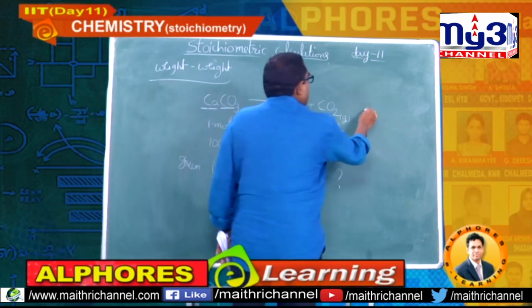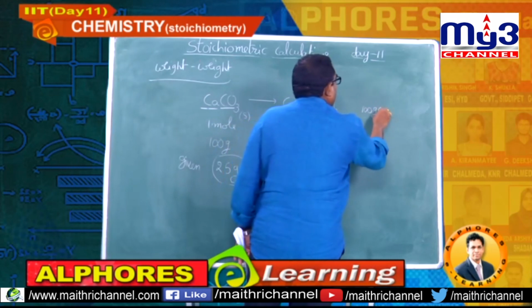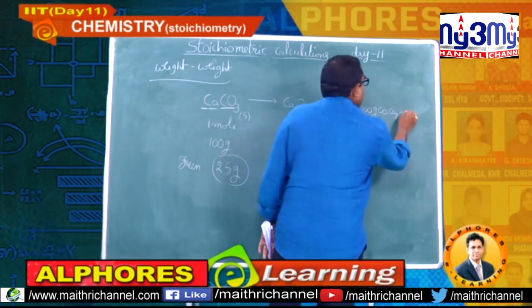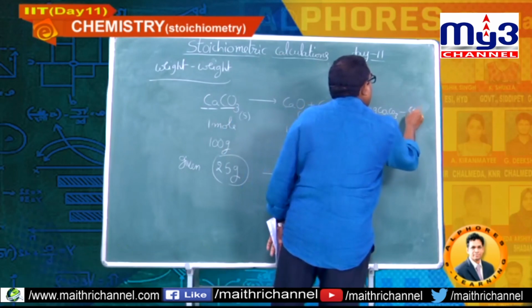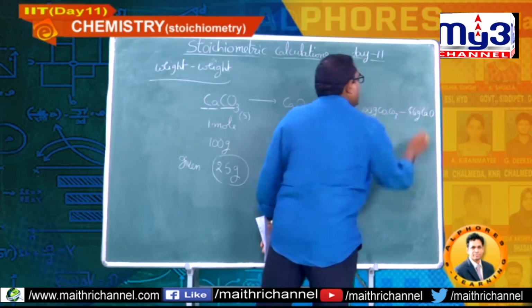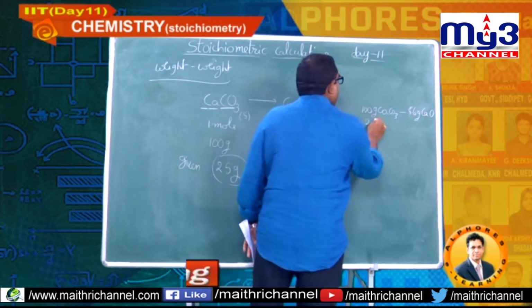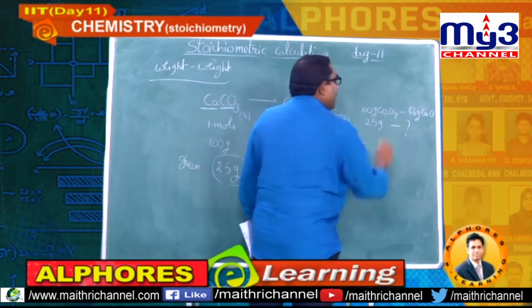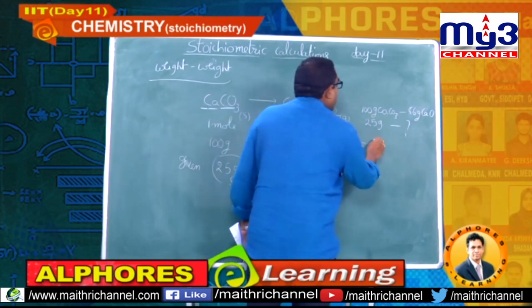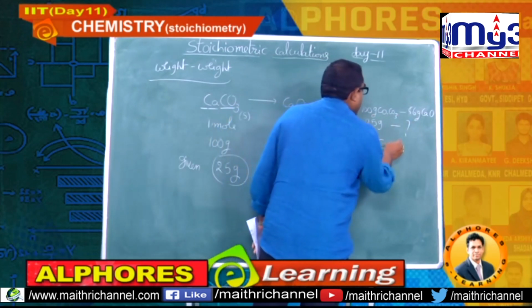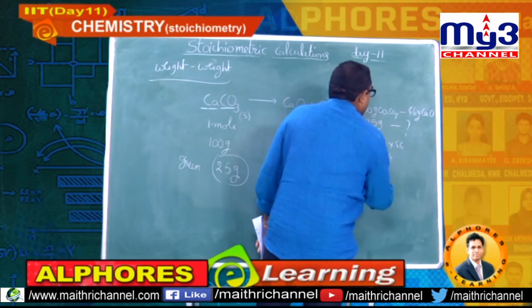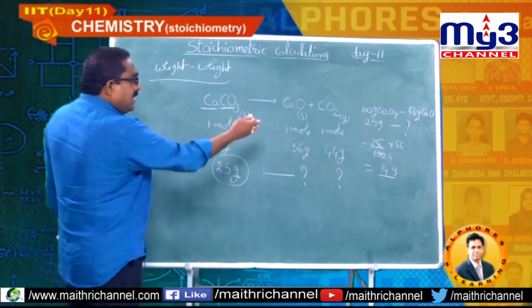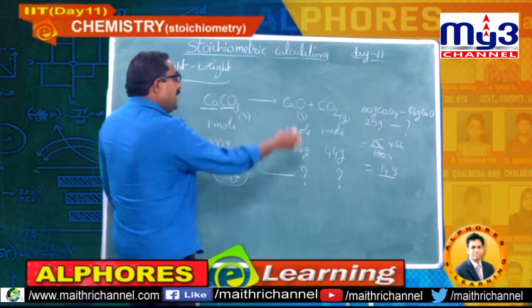Similarly, I am writing 100 grams of calcium carbonate, limestone, gives 56 grams of calcium oxide. But this time I have given only 25 grams, 1/4 of that. So you will get 1/4 of that, 14. So simple, but do the calculation. 25 by 100 into 56, that is 14 grams. Similarly, for carbon dioxide also you can calculate.